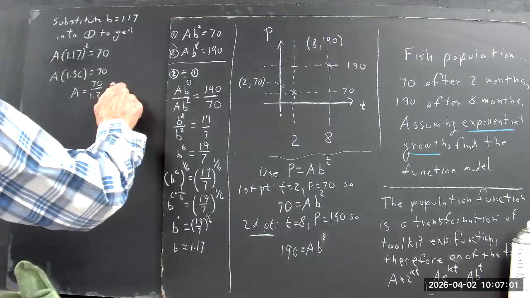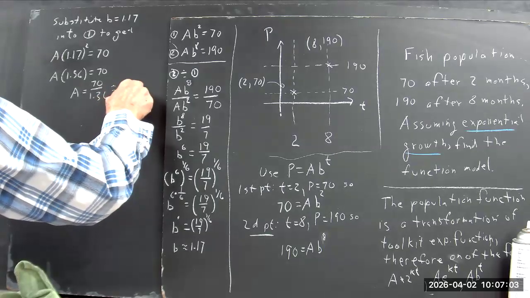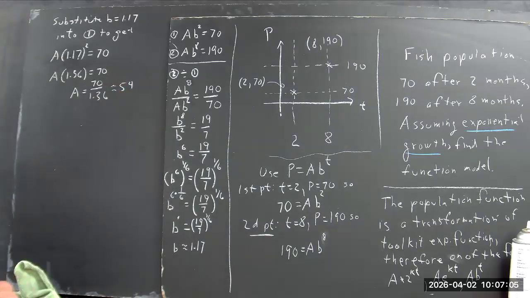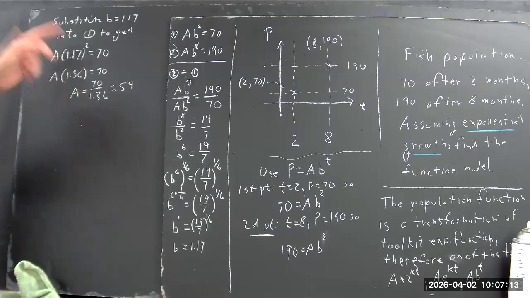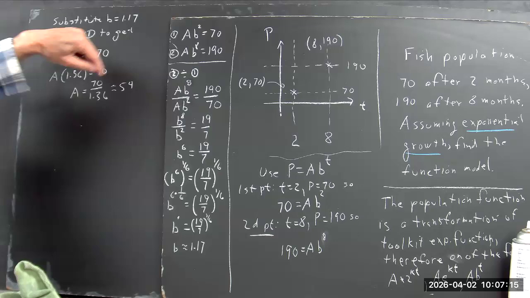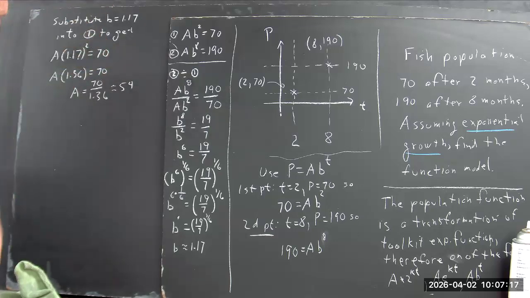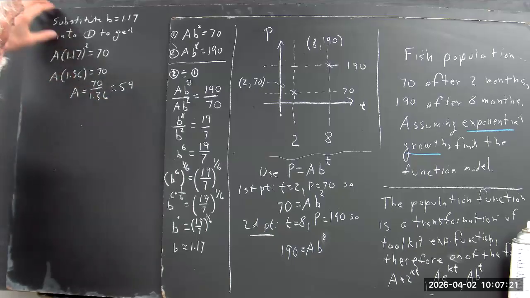So I'm going to say that's approximately 54. 3/4 of 72 is 54. It should be a little less than 3/4 of 72. And that's why I'm doing my mental approximation. You don't have to know that. Okay, so we get A equals 54.